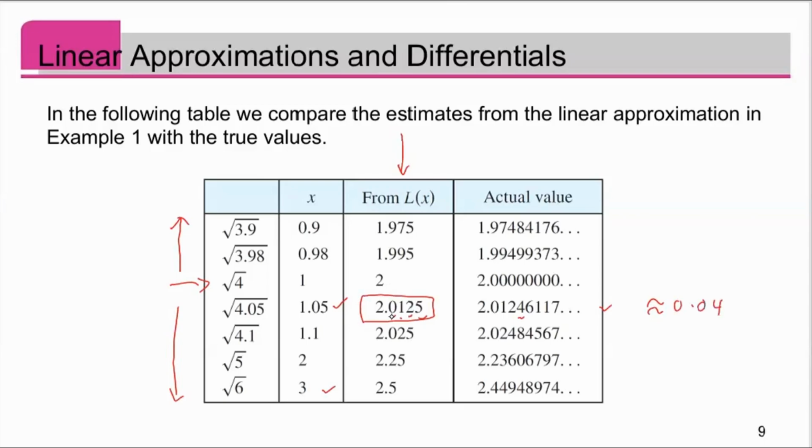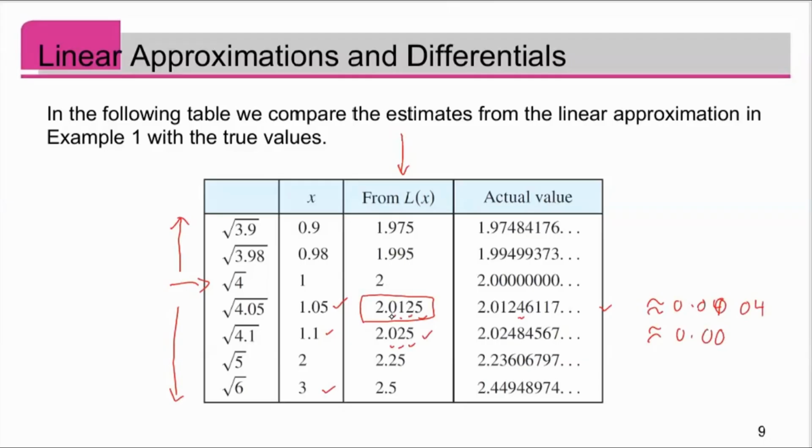And then you can see as we move further, x becomes 1.1. For example, you have the approximation to be 2.0255, and now the actual value is 2.0248457. So you have here the first one is the same, the second one is the same, but now the third one is no longer the same. So the gap or the error is approximately 0.0004, sorry.